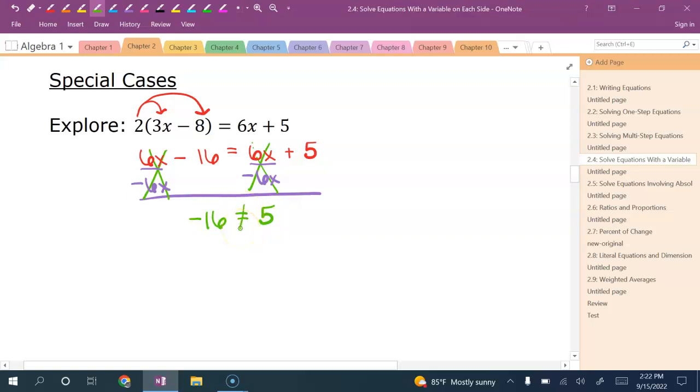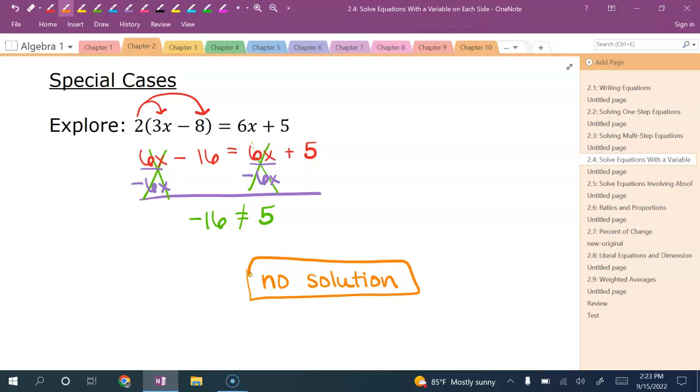So if that happens on a problem where your x terms have canceled each other off and you're left with these two numbers and they are not the same thing, we would have to say that this has no solution. What that means is that there is no value for x that I could put into that equation and have it work. So there's no number I can put in for x that's going to balance the equation out and have the left side equal the right side. Those two equations up there are just never going to be equal to each other. So this one has no solution to it.